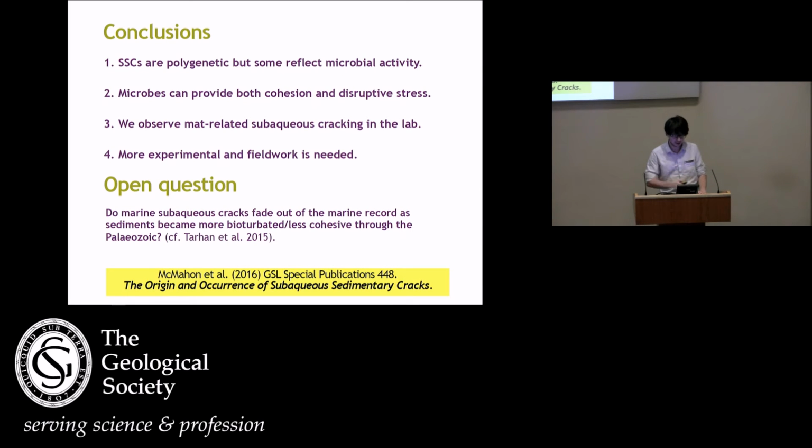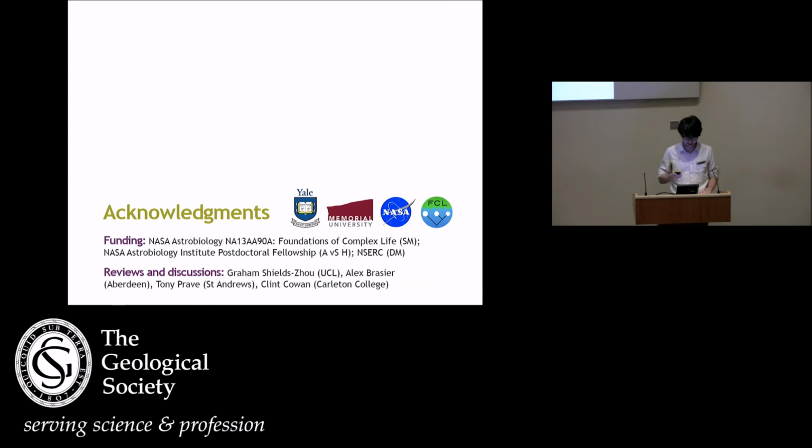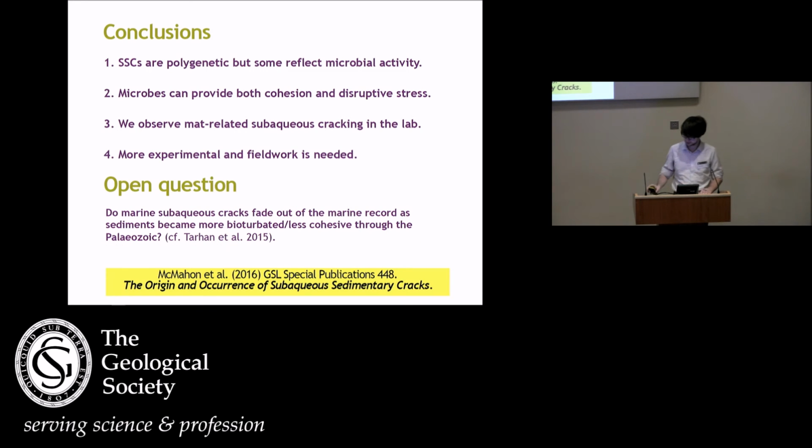So in conclusion, subaqueous sedimentary cracks have many causes. They're polygenetic, to steal a term from Neil Davies. Some of them probably reflect microbial activity. Microbes can provide both the cohesion and the disruptive stress. We observe mat-related subaqueous cracking in the lab, but partly serendipitously, but clearly more experimental and field work is needed. I'll leave this question on the screen for you to consider. That's the end.